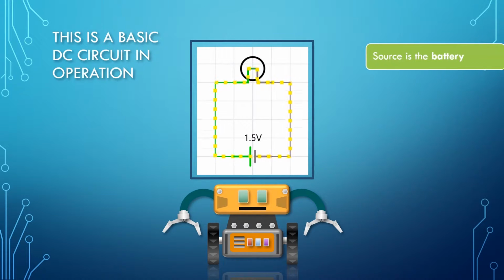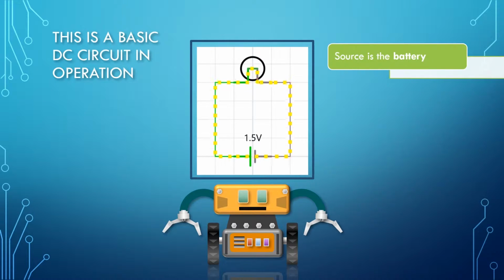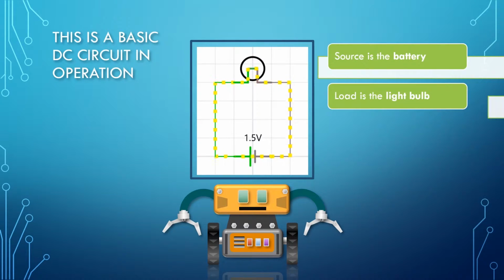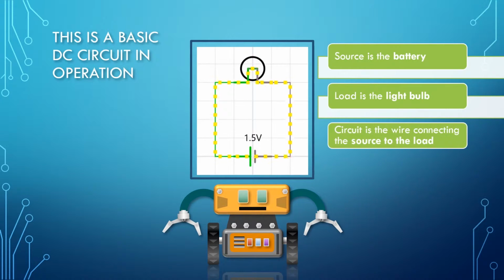The source is the battery providing the voltage we need. The load is the light bulb. The circuit is the wire connecting the source to the load.